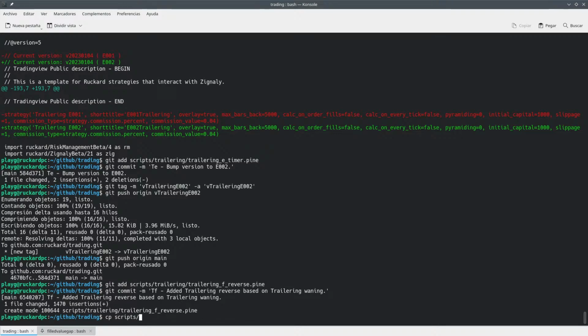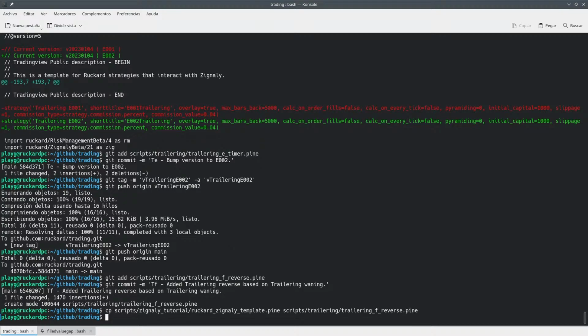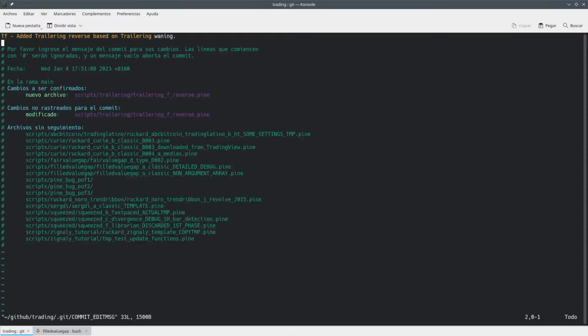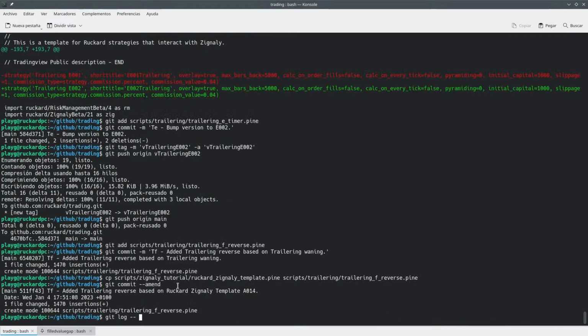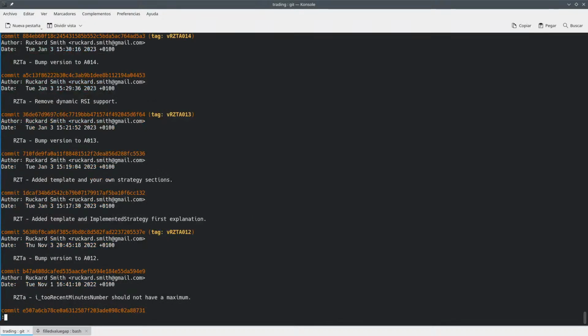So we can have Zignaly tutorial, not Zignaly tutorial, but Ruckard Zignaly template.py. It's going to be here in reverse. So this is based on Ruckard Zignaly template A14, if I'm not mistaken. Because if you take a look at this code, the last one is A14, so that's right.